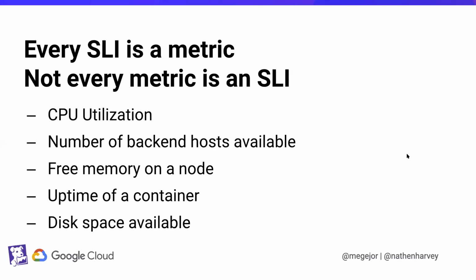Think about these metrics as an example. CPU utilization, that's a metric. It tells us how utilized our CPUs are. How much free memory do I have on a particular server or cloud instance? How long has this container been running? How much disk space is available? Each of these are metrics that we can look at. We may even have been alerted on these sorts of metrics, but these metrics actually don't make very good SLIs.